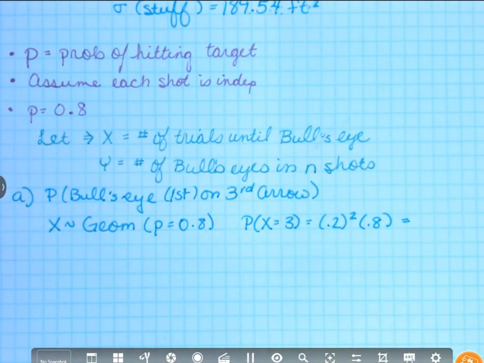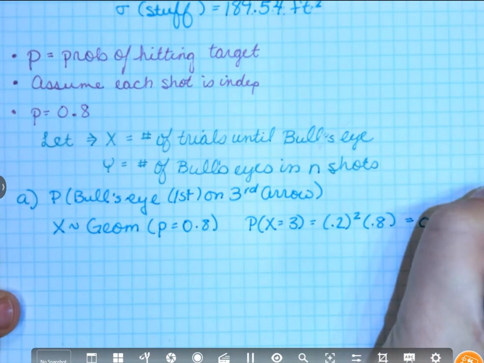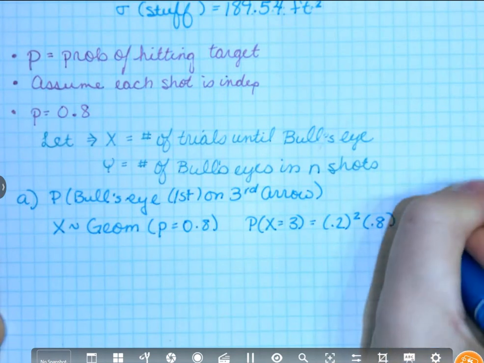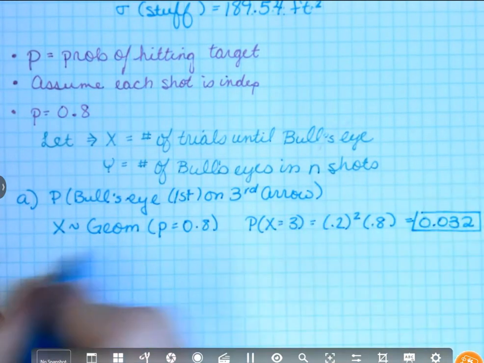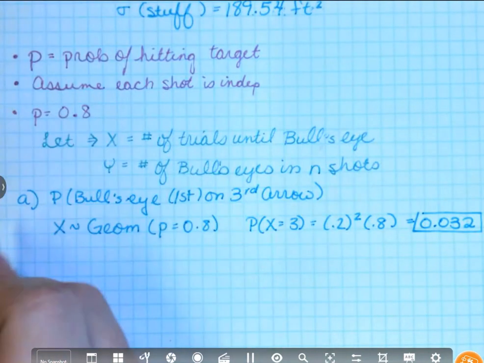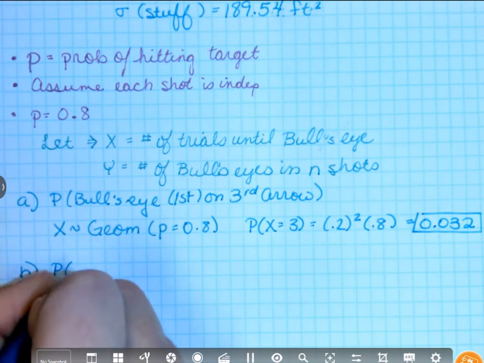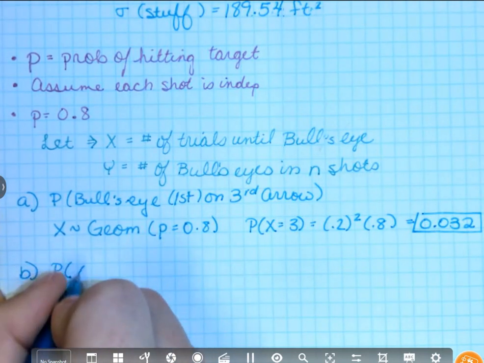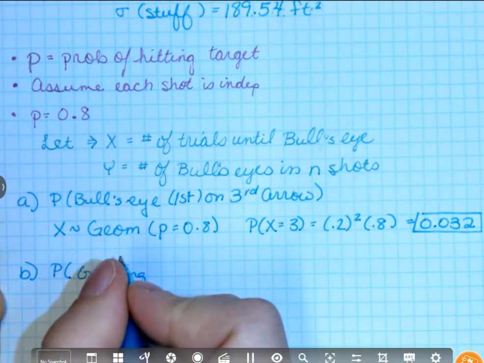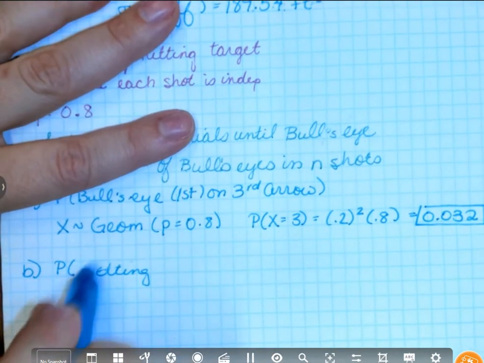What do you get? 0.032? Is that good? Okay. B was asking me a slightly different question. B was asking for the probability of getting, how many was that? Or missing at least once.